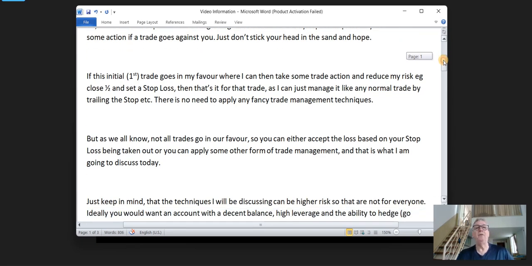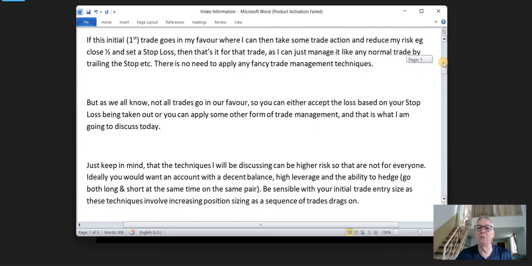All right, the initial trade, if it goes in your favour. Now, this only applies to the basic DCA. If a trade goes in your favour, you take your usual trade action, like price closes on the other side of the 20 simple moving average, or the MACD platinum's crossed to the zero level, then you close half and put a stop in place, and then there's no further fancy trade management techniques needed. It's a little bit different on two of the methods I'm going to show you, but it's a similar thing.